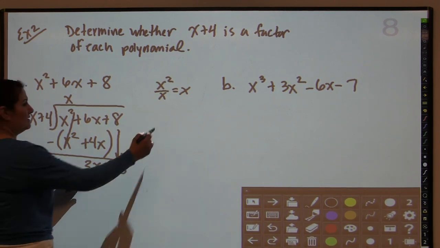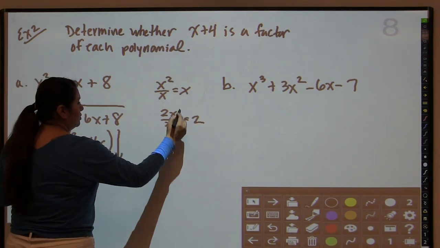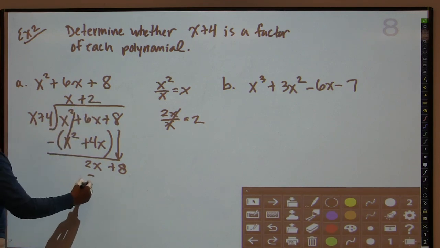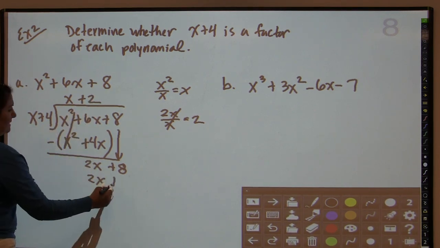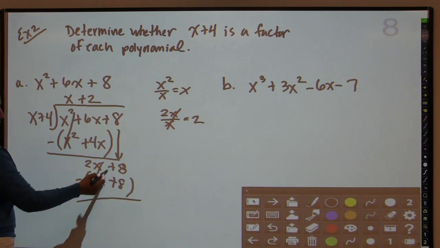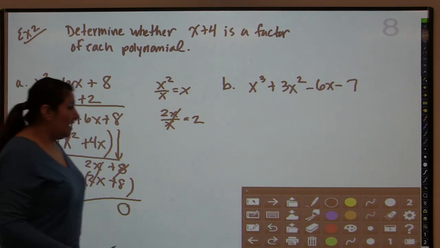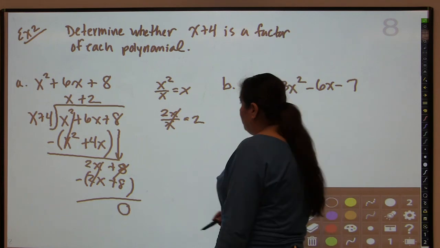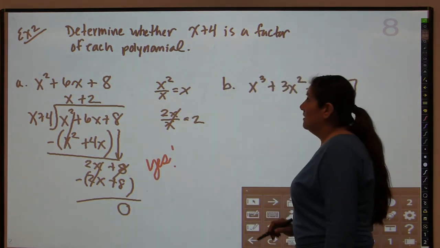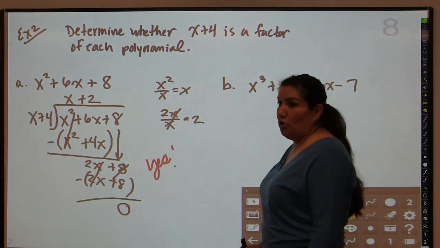We take 2x divided by x, and you get 2. So now I'm going to put a plus 2 up here. 2 times x is 2x, 2 times 4 is 8, and then we subtract, and 2x minus 2x is 0, and 8 minus 8 is 0. Beautiful. So we got a 0 remainder. Because we got a 0 remainder, the answer for part A is yes. X plus 4 is a factor of this polynomial because when we divided, we got a 0 remainder.